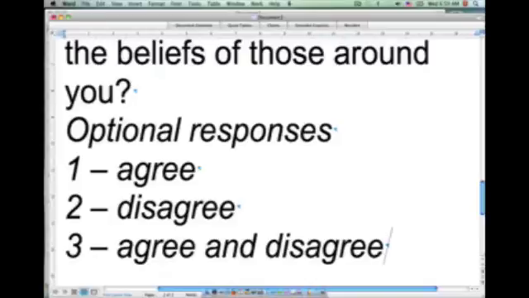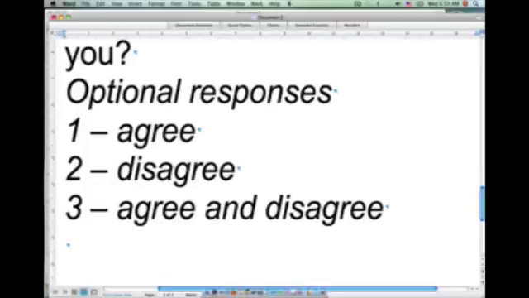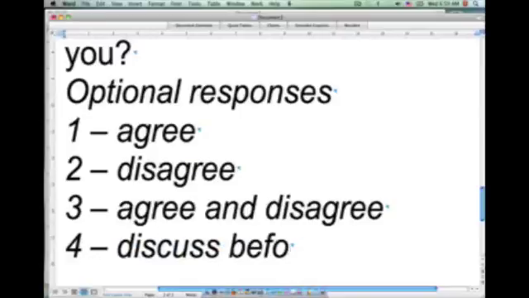So maybe we would say, in some cases, conforming to the ideas of others is a good thing, but in other cases, conforming to the ideas of others is a bad thing. So kind of an agree and a disagree. The fourth option we have is to discuss both points of view before coming to our own conclusion.